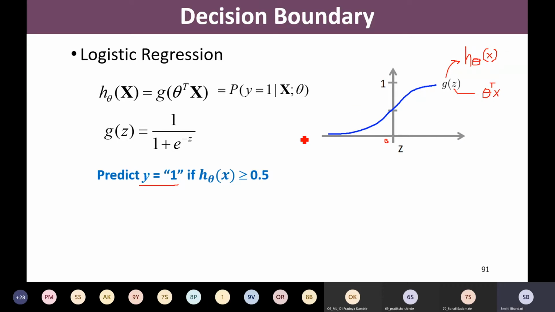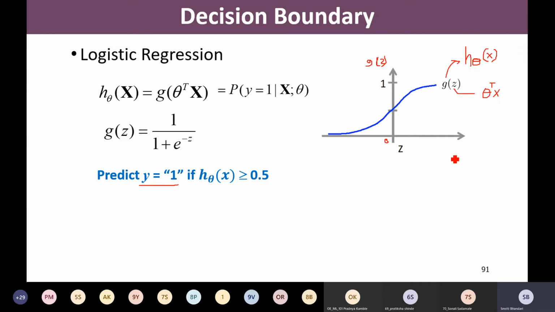Yes, ma'am. So this is our sigmoid function. We have plotted this sigmoid function. On the x-axis we have z, on the y-axis we have g of z, and the value of g of z is always in the range 0 to 1. This g of z is nothing but our hypothesis h theta x, right? And this z is nothing but theta transpose x, right?